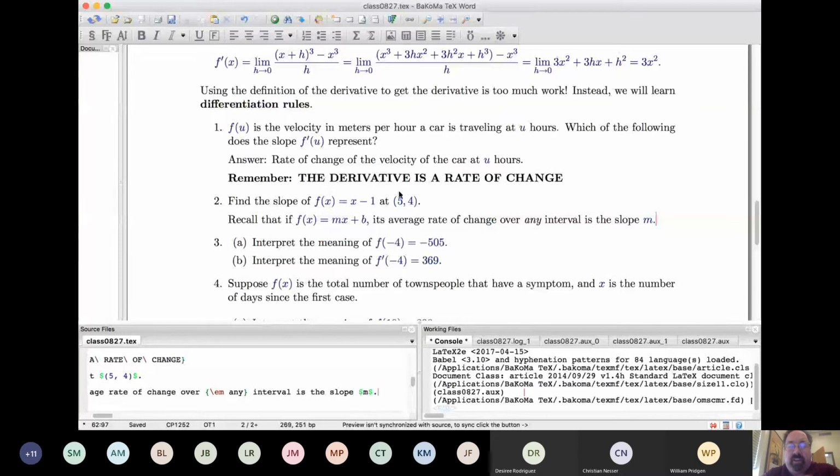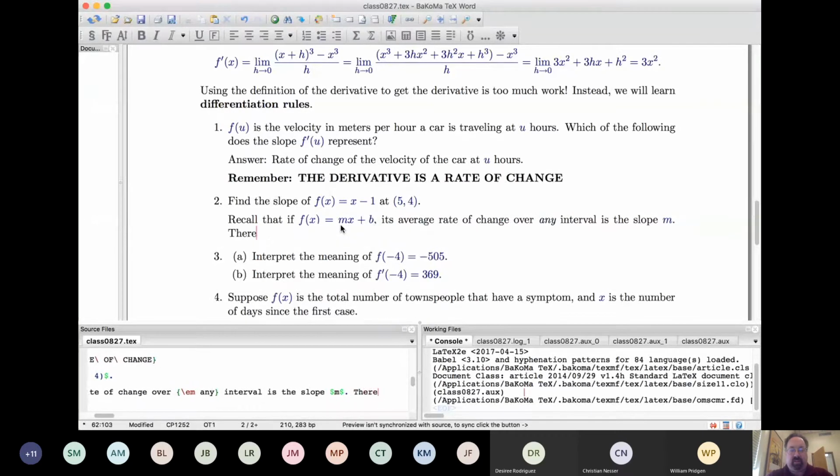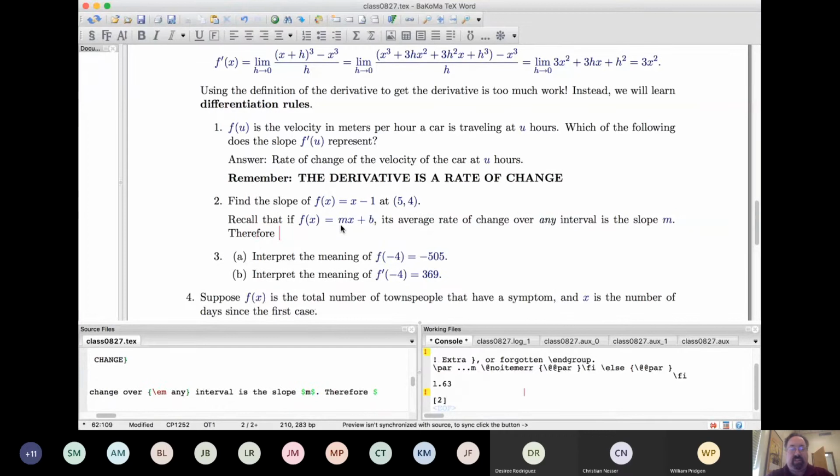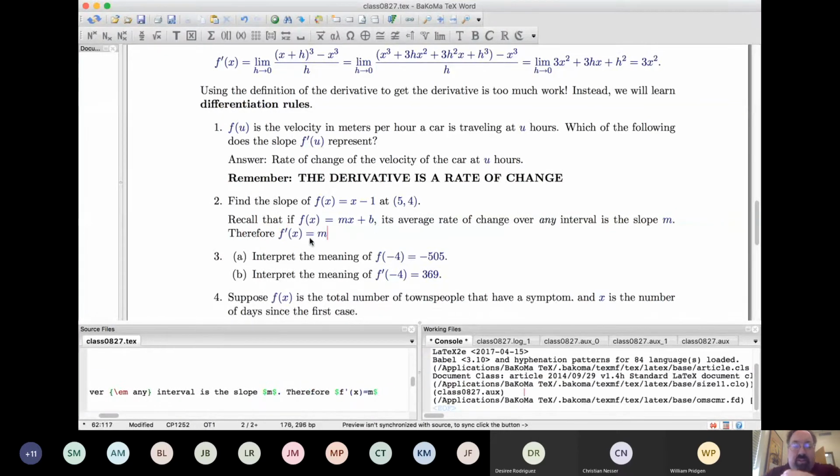But the derivative is obtained from taking an average rate of change over an interval that's getting smaller and smaller. Well, if the average rate of change is always m, then the instantaneous rate of change must also be m. So when you have a linear function like this, the derivative is simply the slope. That's the simplest kind of function, or one of the simplest kinds, to take the derivative of.